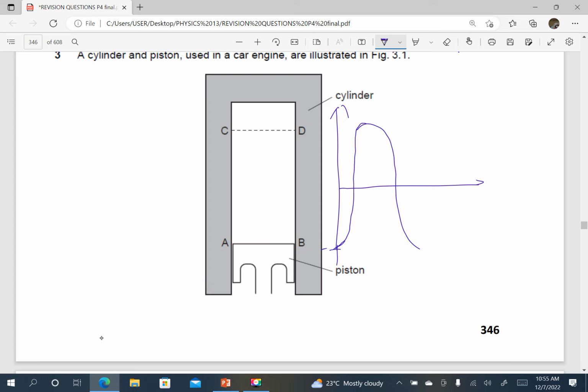So this is at -4. So this should be at +4. So the difference between the highest point and the lowest point is going to be 4 minus -4, which is 8.